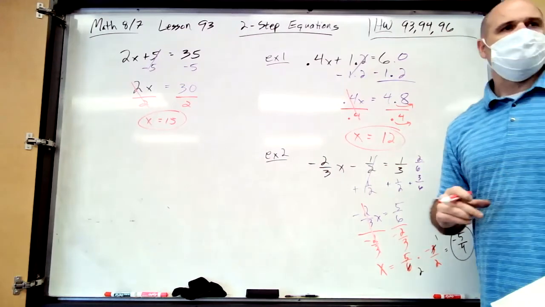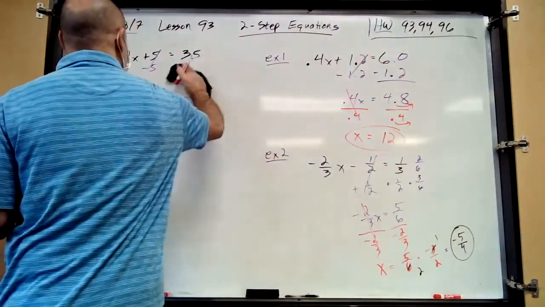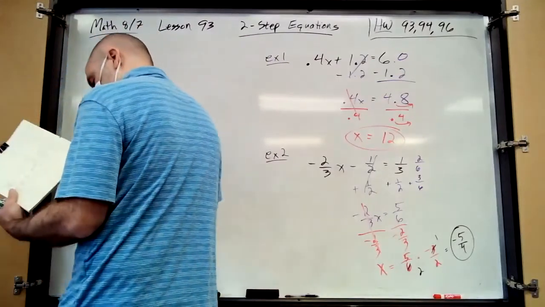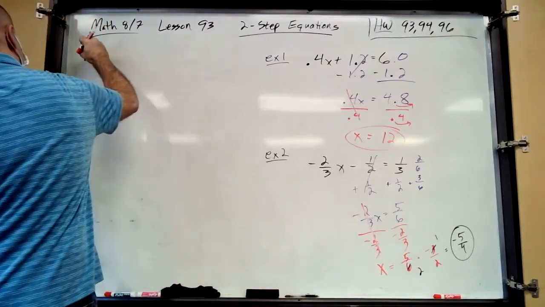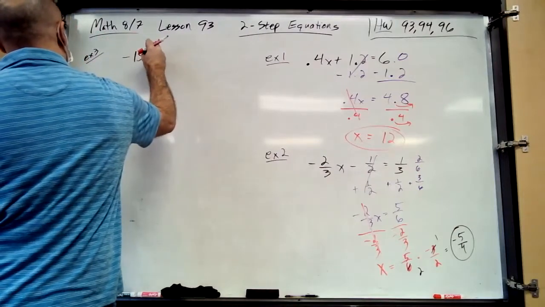Don't be embarrassed. Okay, let's do two more examples, and then we'll move on to 894. Sound good? Yeah, that sounds great. You're so good. You're so great. Negative 15.